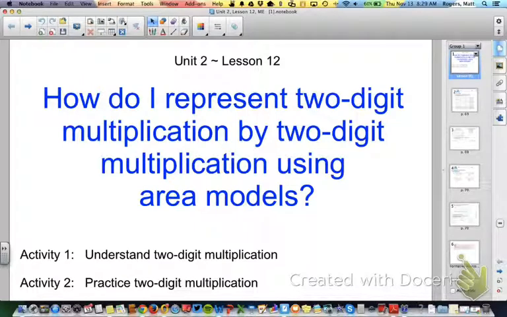Today I wanted to talk about Unit 2, Lesson 12. We touched on this a little bit in a previous video, but I'm going to go through it now that we've completed the lesson in class and give you some ideas of what's going on. Our key question is, how do I represent two-digit by two-digit multiplication using the area model? Area model is our most basic starting block. It does take the most time, but it's probably the easiest way for students to visualize the multiplication. There were two parts to it: understanding the two-digit multiplication, and practice.